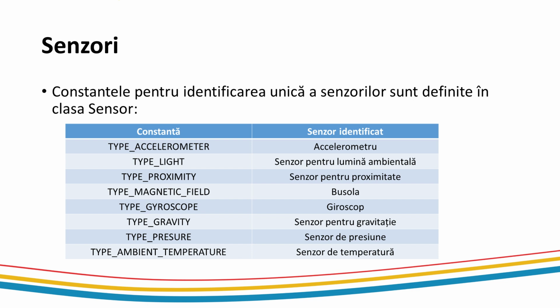Wow, okay, so it's a pretty clear system. Type light for brightness, type rotation vector for rotation. Exactly. It's a really organized way for apps to say precisely what kind of data they need.